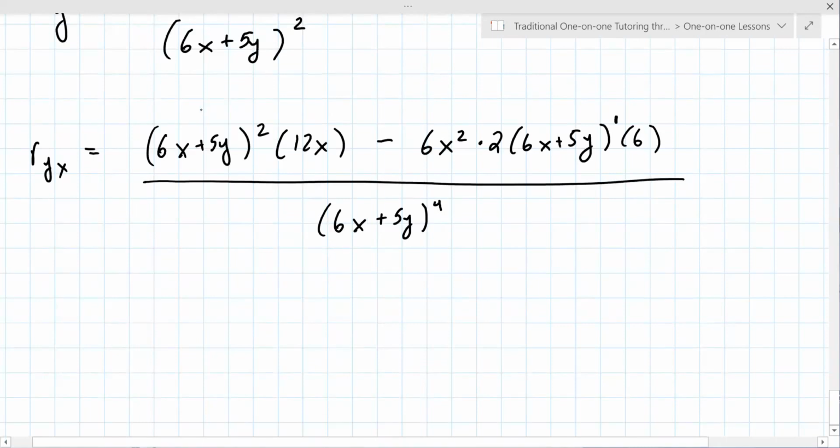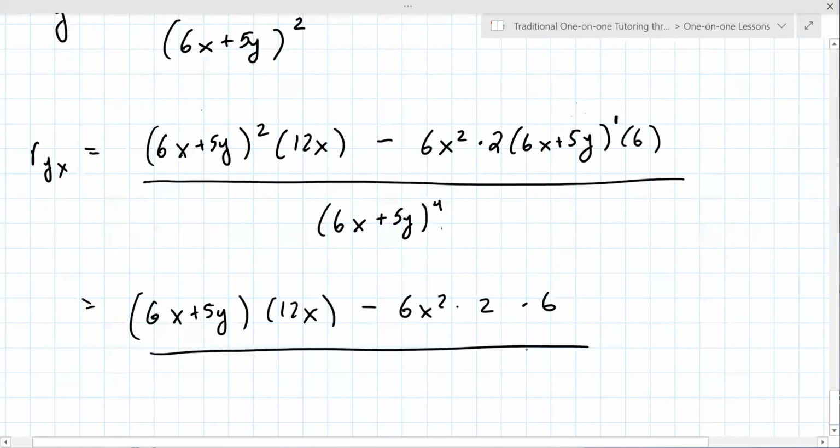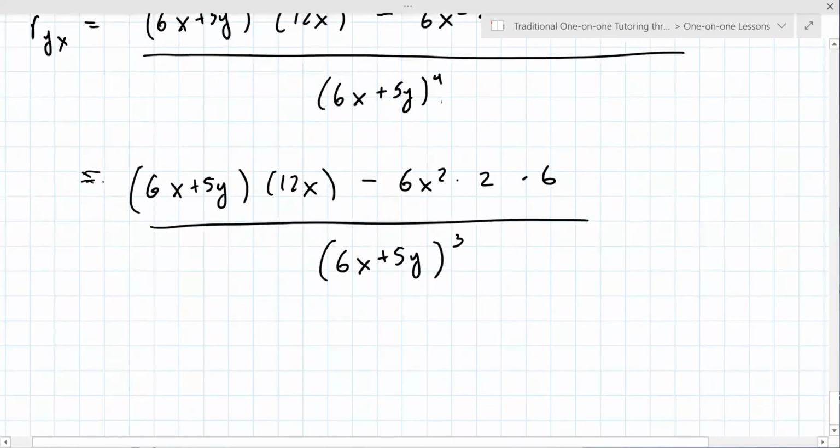Okay, so do you see how there's a 6x plus 5y in both positions here? Yes. So we can factor one of those out and cancel with one down here. Okay. So it becomes 6x plus 5y, because there's now one of them, times 12x minus 6x squared times 2 times 6, and then over 6x plus 5y to the power of 3. We're not done, but that's that intermediate step there.